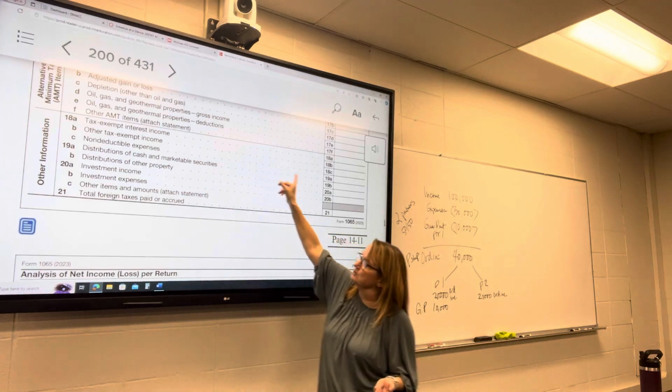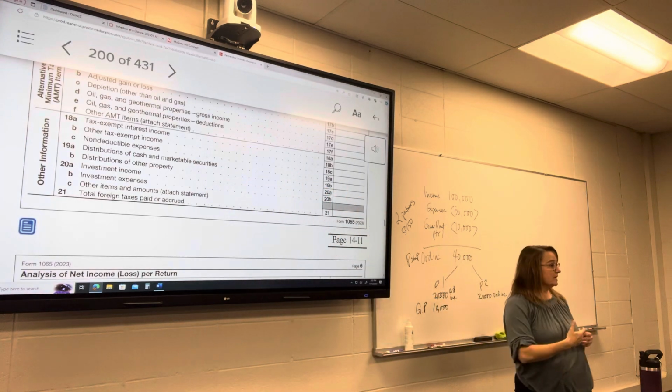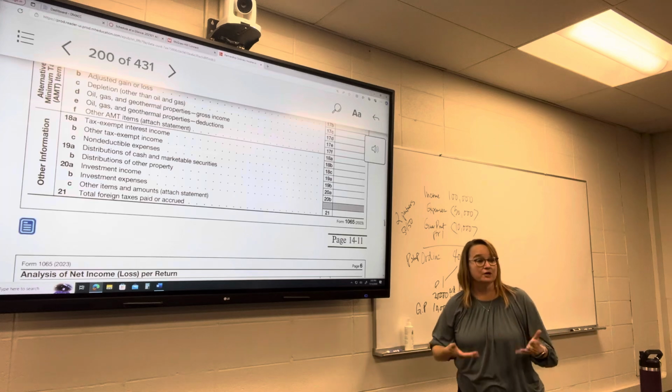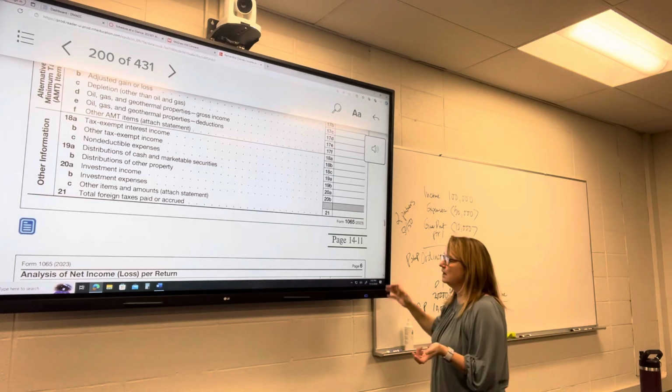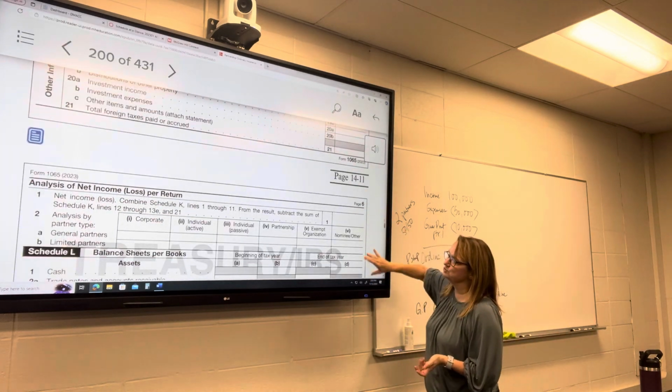Distributions of cash and marketable securities. It could be that some partners got distributions and some didn't, so that could vary per partner. All of those are individual items.